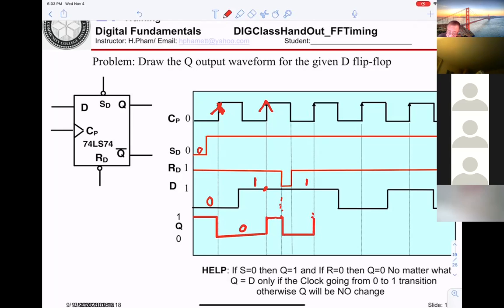Okay, go to next. Okay, and D now 0. Q goes back to 0. And go to the next transition. Okay, now D equal 1. It's high. To the next transition. Okay, right, that's how that looks like.